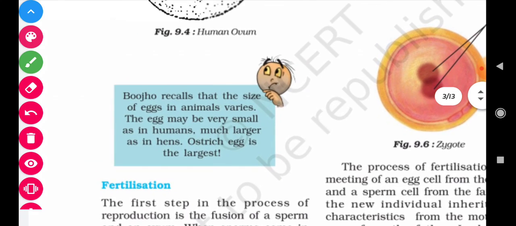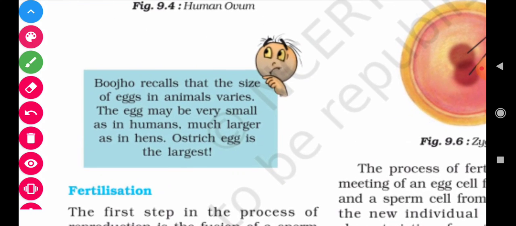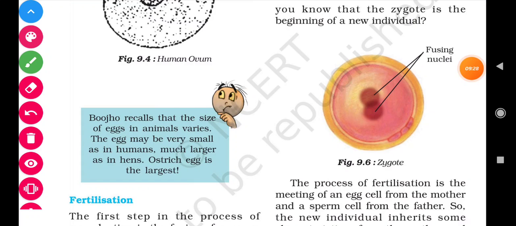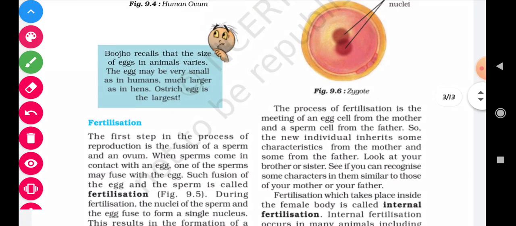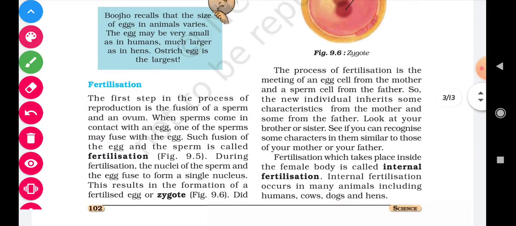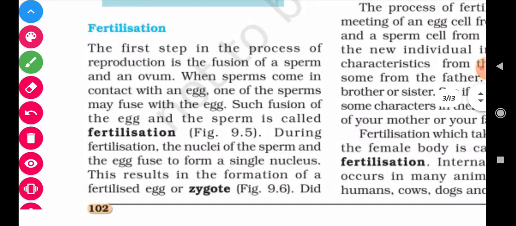So let us know from Bujo what is his view. Bujo recalls that the size of eggs in animals varies. Means the egg size is not similar in all the animals. Like it is very small inside humans, much larger in hens, and the ostrich egg is the largest. So these are the size variations inside the animals.